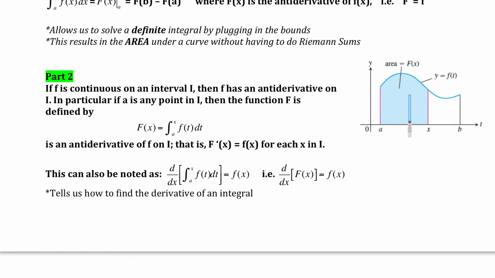Now, capital F of x, if the little f of x was the curve, capital F of x will be the area. That's for part 1. And part 2, the derivative of the integral is just going to leave me with what I have right there. Okay? So this just basically tells us how to find the derivative of the original. So there are 2 parts to FTC.